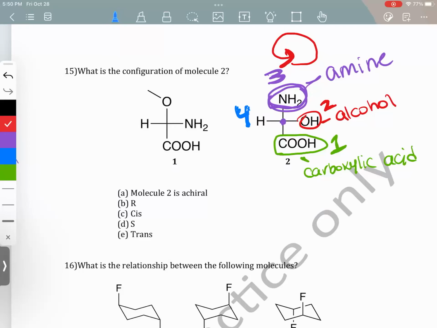So it's saying here in the key, it looks like S. But what happens is it's actually going R because this H is supposed to be coming towards us. So this is supposed to be in a wedge. That means the nitrogen here is going to be on the dash. So because the nitrogen is being pushed back, you go 1, 2, 3 because of how that nitrogen is back, and it's going R.